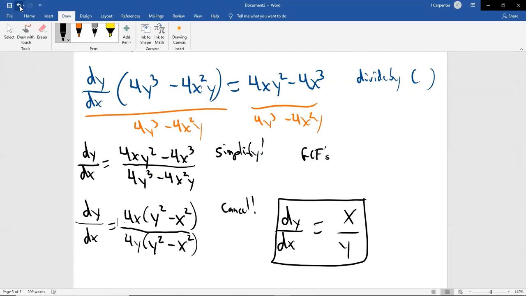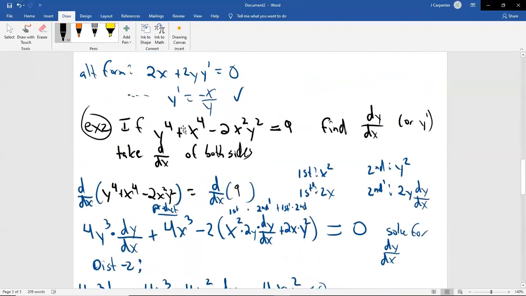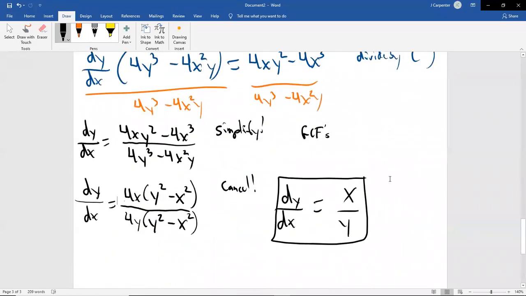So the slope formula, the slope function for this crazy original function we had all the way back here, y to the fourth plus x to the fourth minus 2x squared y squared equals 9. The derivative of this thing with respect to x, in other words, its slope function, is just x over y. How in the heck did that happen to be so simple? Does it always turn out to be that simple? No. But this one was very simple for one particular reason, and I want to show you why.